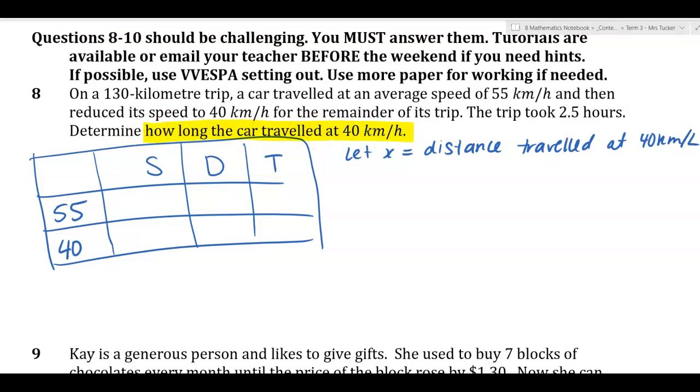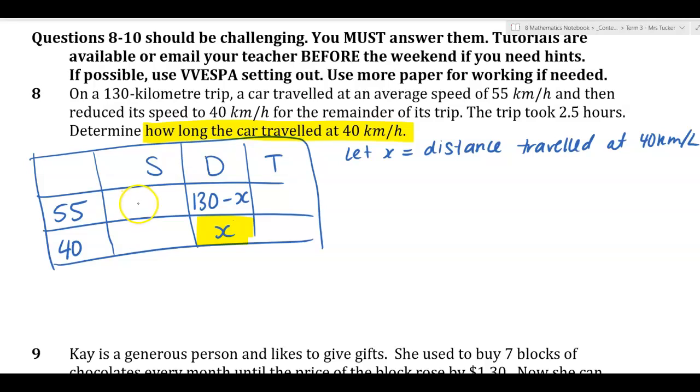So I go into my box and I look for, well, where is distance for 40 kilometers an hour? It's there. So that's what X is. If the whole trip was 130 kilometers and I traveled X kilometers at 40 kilometers an hour, how many kilometers did I travel at 55 kilometers an hour? That was a really big question, wasn't it? If I traveled in total 130 and I traveled X here, how much goes here? 130 minus X.